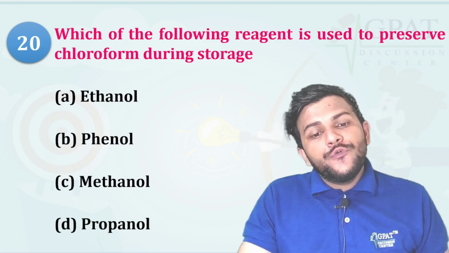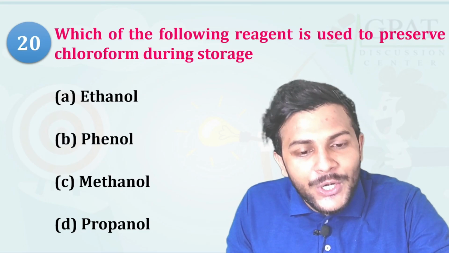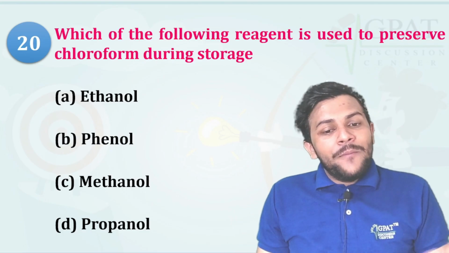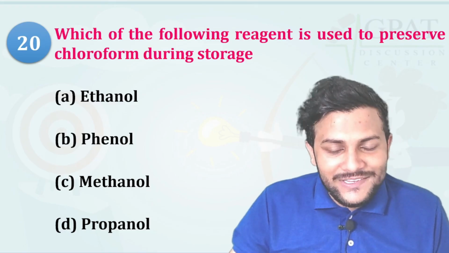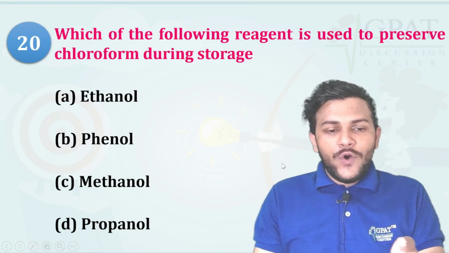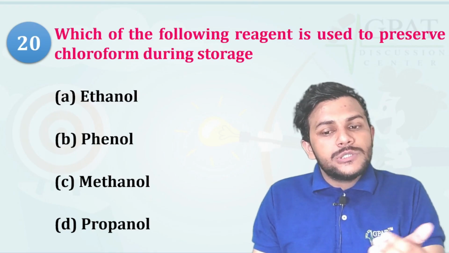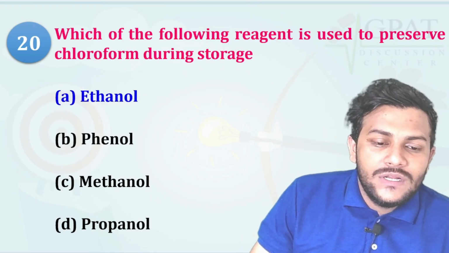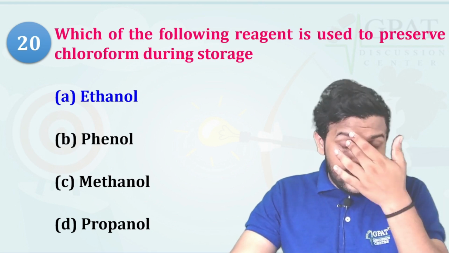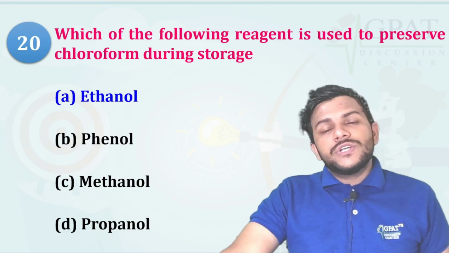Next question for all of you: which of the following reagents is used to preserve chloroform during storage? You have to tell me the option answer fast. The reagent used to preserve chloroform is ethanol. Ethanol is less reactive and less toxic than methanol, phenol and propanol. So this is the reagent used for storage of chloroform.